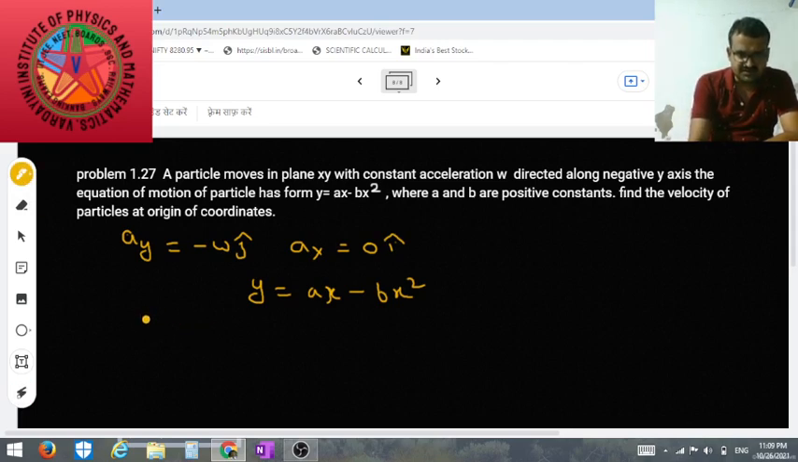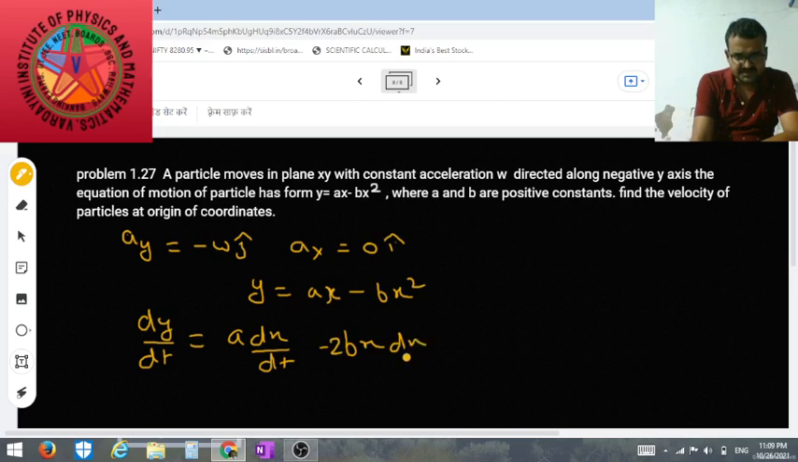Just differentiating this with respect to time, dy by dt is equal to a dx upon dt minus b times 2bx into dx upon dt. You know x squared will be differentiated to be 2x, and that I have written in an arranged manner. So you can see here.